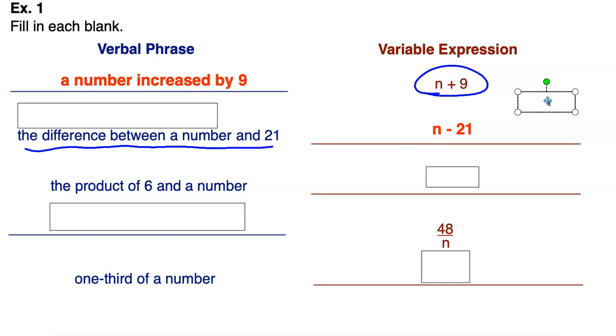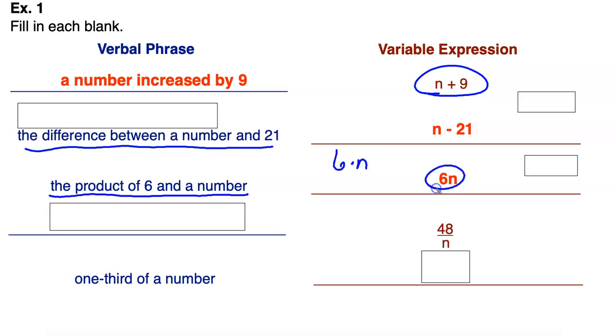All right, our next one, the product of 6 and a number. A way to show that product means to multiply. So we could say 6n. We could even write that as 6 times n. In algebra, though, we try to start writing it like this because the fewer signs we can take out, the better off we're going to be. We can shorten things up a little bit.